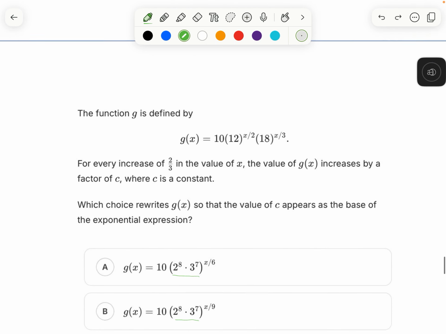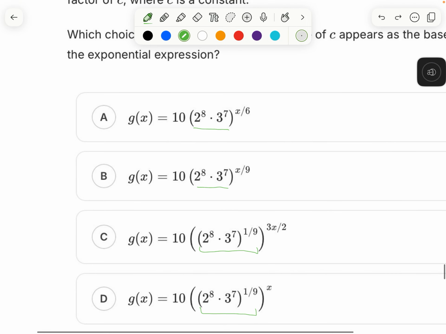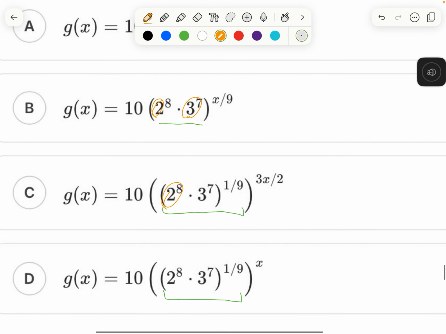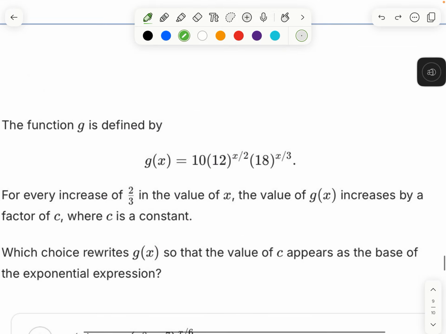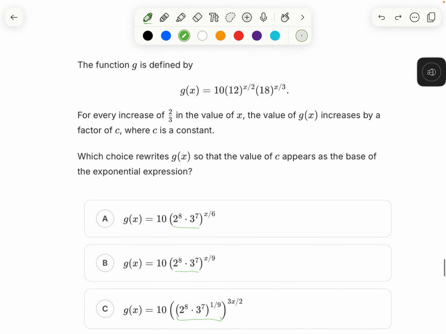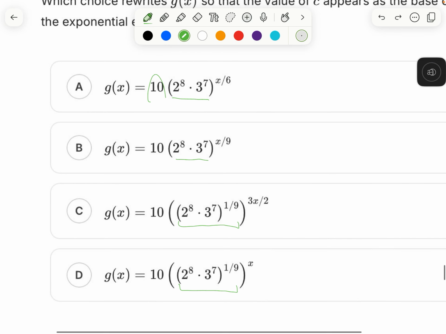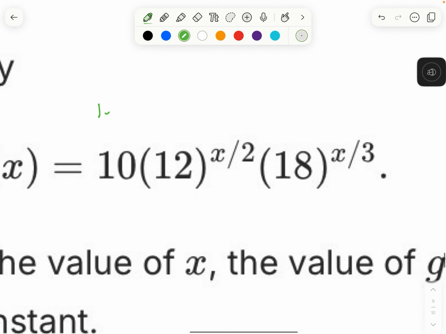Well, first, what you should right away notice is that all the bases here are in terms of 2 and 3. You see that you're multiplying some multiple of 2 times some multiple of 3. So my first instinct for this problem would be to get everything in terms of 2 and 3, and also to leave the 10 by itself, because if you look at all the answer choices, the 10s are left over. So how do you do that? Well, you can leave the 10 as it is.